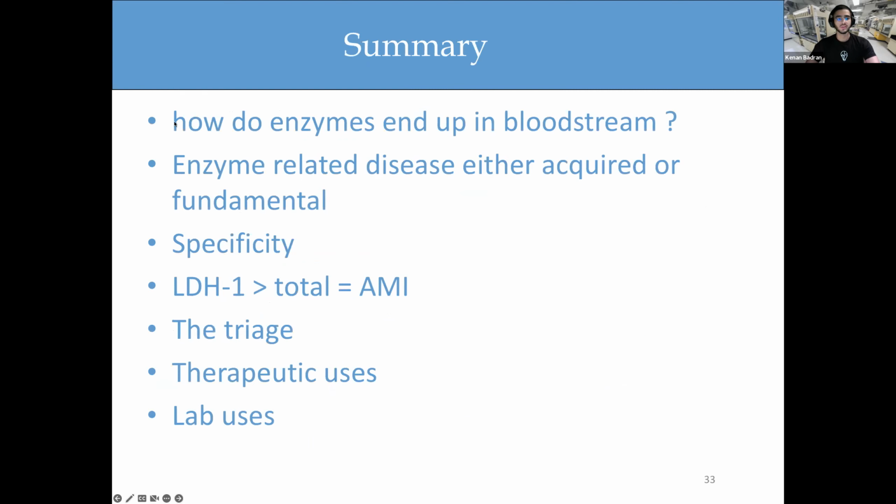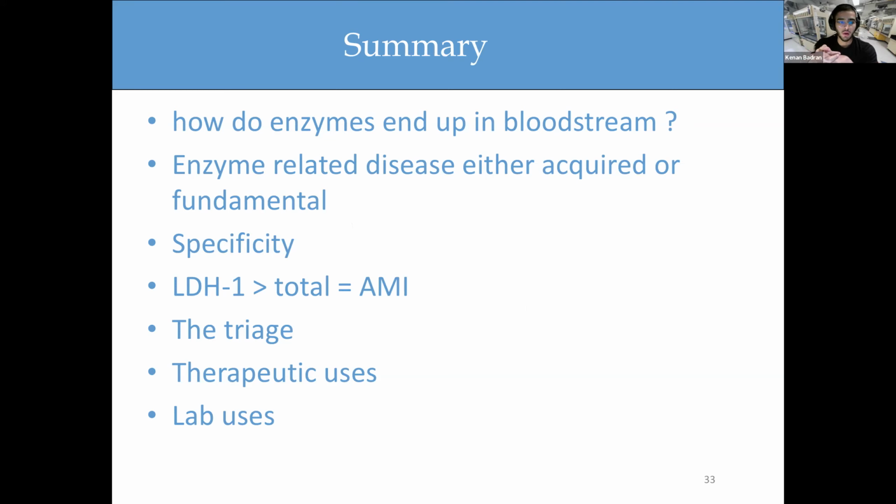Now, in summary, how do enzymes end up in the bloodstream? Due to trauma or proliferation, so more cells are reproducing or regenerating, so there's more cell death, or due to an issue that's affecting the organ or the tissue itself. Directly, it will start leaking into the blood.